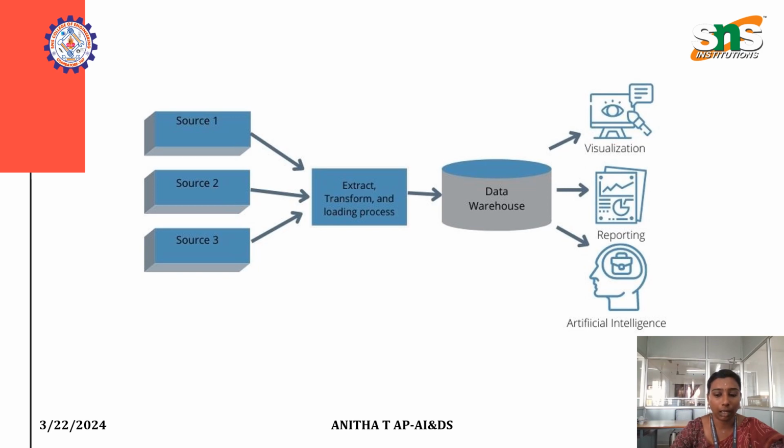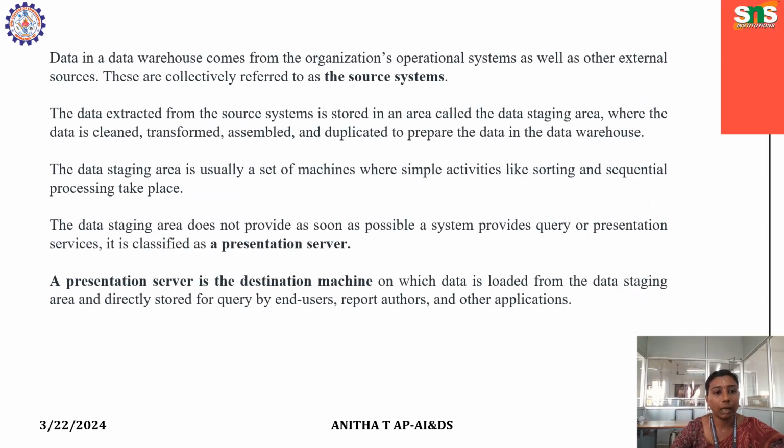Through our systems, reporting and artificial intelligence. Next, data in a data warehouse comes from the organizational operational systems as well as other external sources. They are collectively known as source systems. These source data are stored in an area called the data staging area, where the data is cleaned, transformed, assembled, and deduplicated to prepare it for the data warehouse. The data staging area is usually a set of machines where simple activities like sorting and sequential processing take place. The data staging area does not provide query or presentation services.